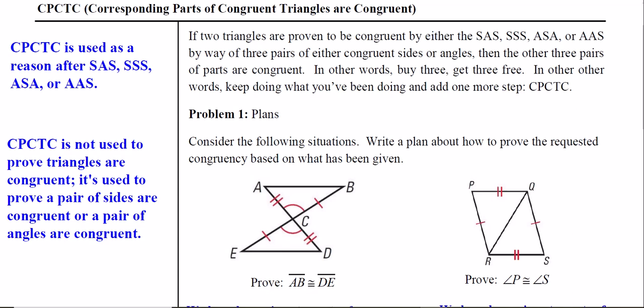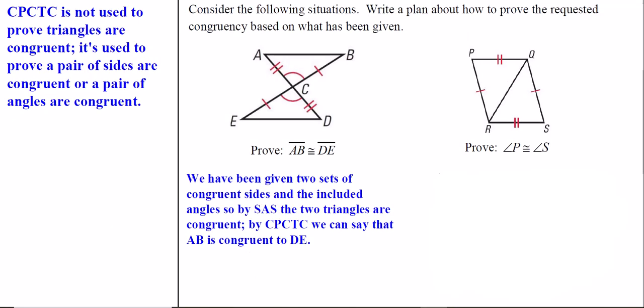So here's what I propose to you. We can prove that these two triangles are congruent by the SAS postulate or theorem, because I'm given the two pairs of sides and the included angle. And if I can prove it using SAS, then I can say by CPCTC that these two sides are congruent. Now, for those of you that missed the memo, I typed it up for you.